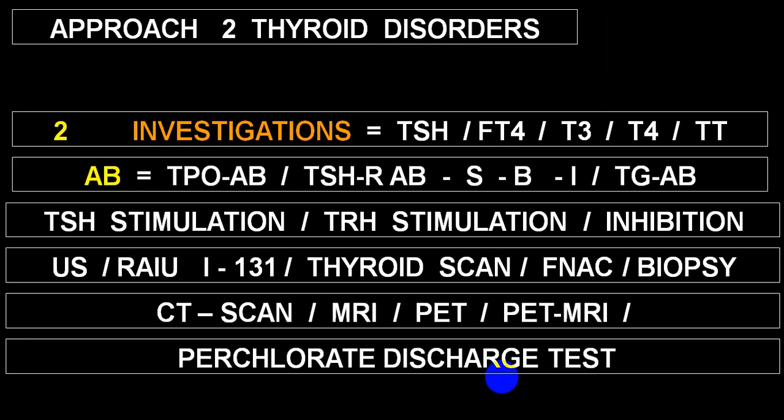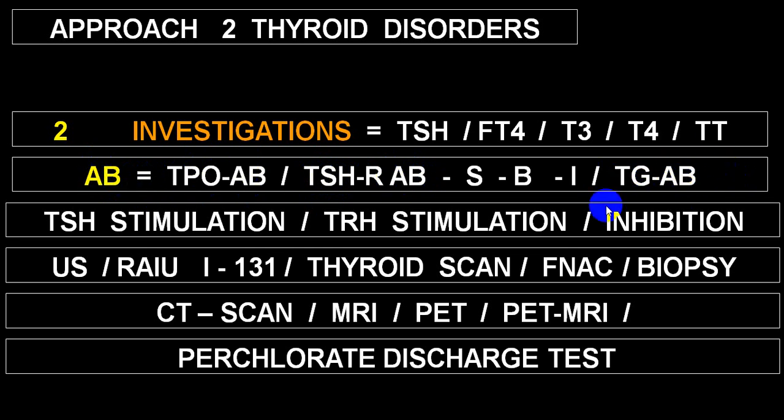So now if you go through the indications of thyroid function test, when we say thyroid function test, mainly it is TSH, T3, T4, total or free T3, T4. That is the main test which is being done. And if required we do antibody tests, TPO antibody, TRA antibody, TR antibody or thyroglobulin antibodies.